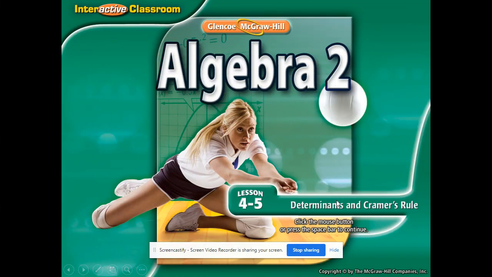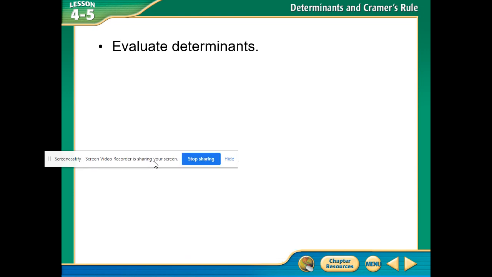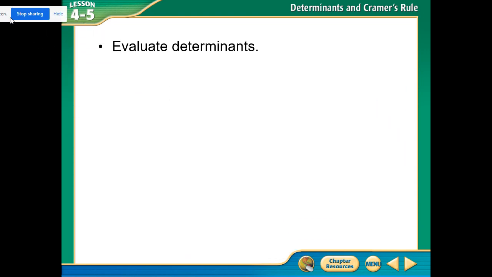All right, today we're going to be talking about determinants, not so much Cramer's rule. So let's get this out of here a little bit. All right, so we're going to go ahead and evaluate determinants today.